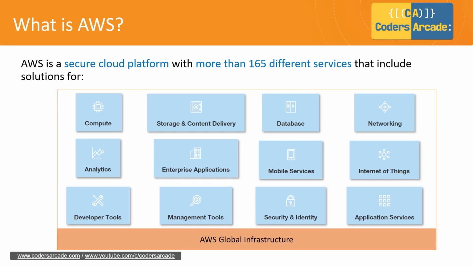So AWS or Amazon Web Services is the world's most comprehensive and broadly adopted cloud platform, offering over 165 fully featured services from data centers globally. It has been architected to be the most flexible and secure cloud computing environment available in today's market. AWS offers a broad set of global cloud based products, including compute, storage, databases, analytics, networking, mobile, developer tools, management tools, IoT, security, and enterprise applications. These services help organizations move faster, lower the IT costs, and scale.